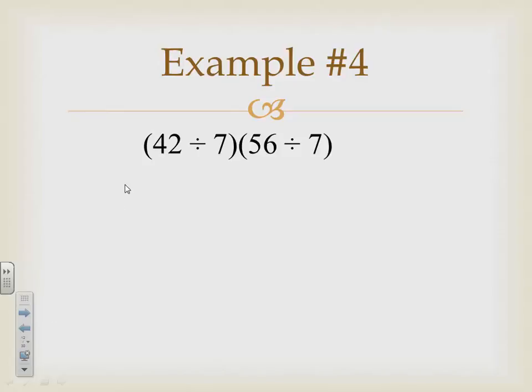So the first thing we're looking for is parentheses. I see 2 sets of parentheses here. So I'm going to do the one on the left first. I'm going from left to right. So I know 42 divided by 7 is 6. So I've used that now. So I'm getting rid of that. And I bring down everything else. So I still have parentheses, so I can't move on yet. 56 divided by 7, I know, is 8. So I'm going to get rid of what I've used so far.